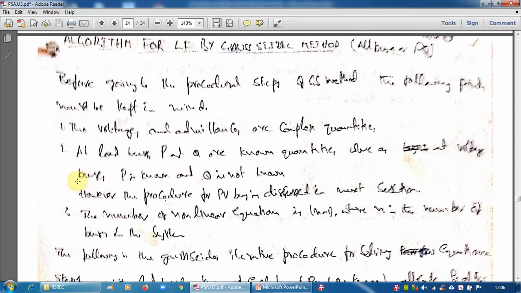That is the reason why here the second point. As we are considering only PQ buses, P and Q are known. We need to calculate V, you see, Q is not known, and delta also we have to calculate.